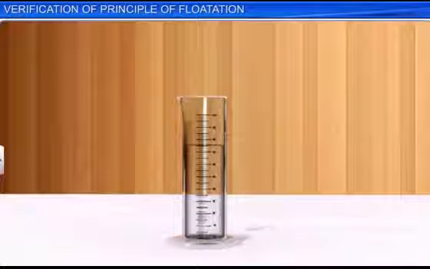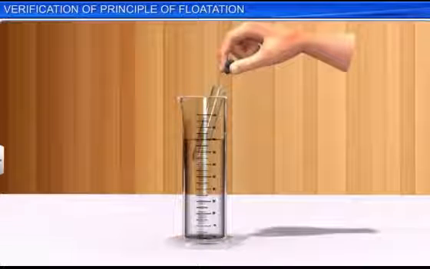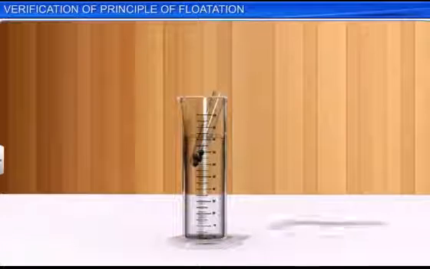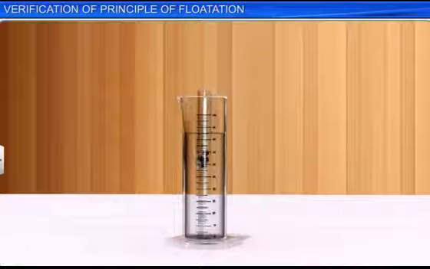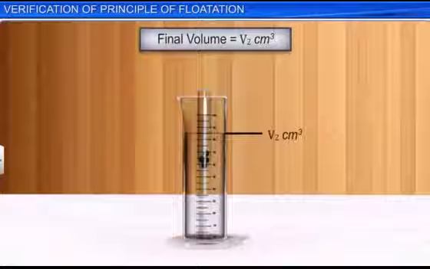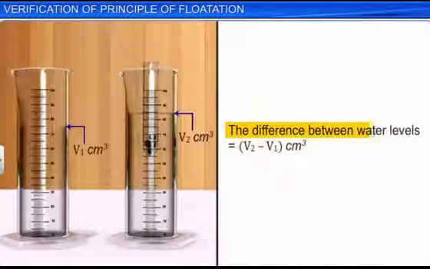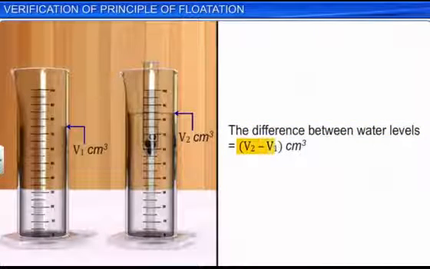Next, place an empty test tube in the water in the measuring cylinder. Now, place some lead shots in the test tube till it floats in a vertical position. Note the level of water in the cylinder. Let this final volume be V2 cm³. The difference between the water levels can be written as V2 minus V1 cm³.